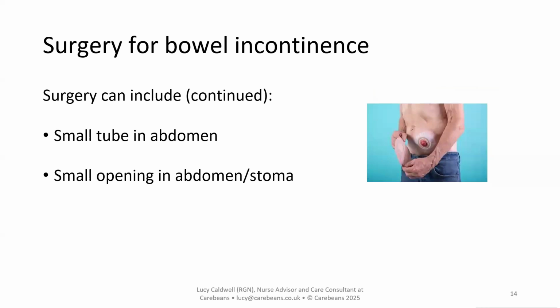There is a small tube that can be placed in the abdomen, like a catheter that can be put through into the abdomen through a small hole that can be used to flush water through. That can also help to empty the bowels. That could be an option too. Or there is surgery to make a small opening in the abdomen. So if we look at this picture over here, that is a stoma. So it's making a small opening in the abdomen, which is a stoma, where a pouch or a colostomy bag, as we've perhaps heard them referred to, is put on to collect feces.